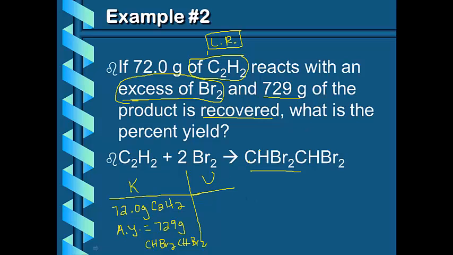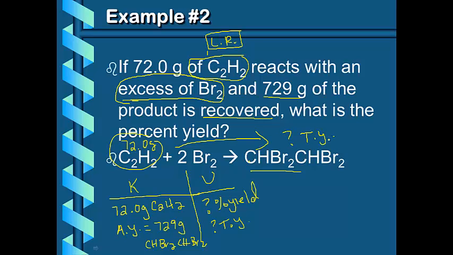And then we have to find two things. We want to know the percent yield. Okay, that's absolutely correct. But before we can figure out the percent yield, we also have to figure out the theoretical yield. Okay, because they told me I had 72.0 grams of this. I've got to figure out how much of that I'm going to make first, which is my theoretical yield, and then I can do the math.